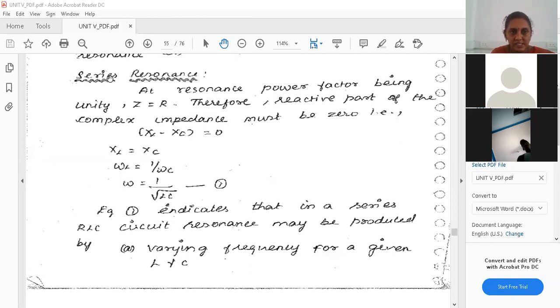Now, series resonance. We'll start with series resonance. At resonance, power factor being unity, Z is equal to R. This is what I told you. Therefore, the reactive part of the complex impedance must be 0.